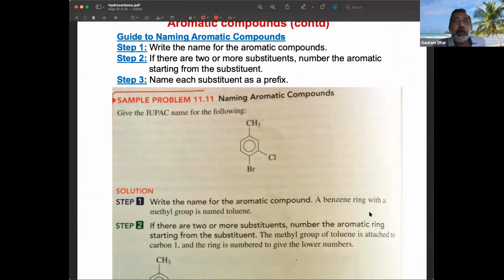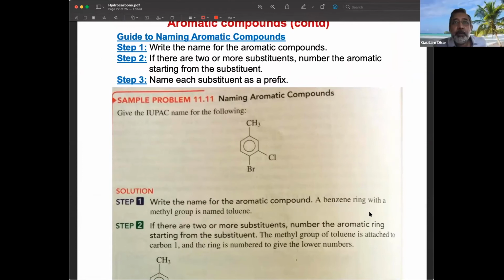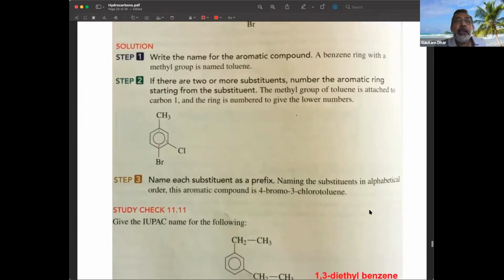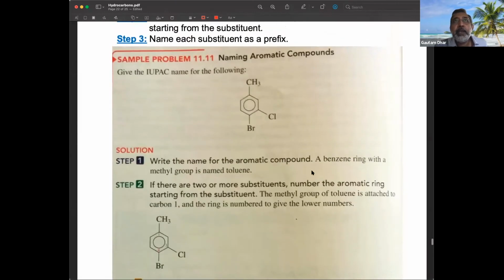I was discussing this compound here. The main chain is toluene. Now if you number it, chloro gets number three, bromo gets number four. But when you write it, you have to write the bromo first because B comes before C. So 4-bromo-3-chlorotoluene. That's the name. And the main framework is toluene.